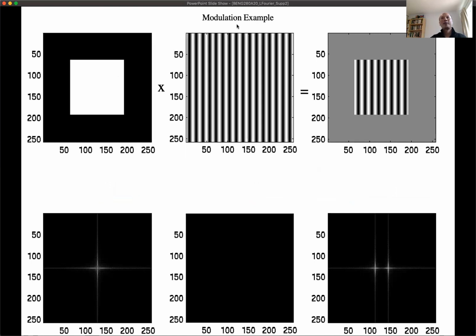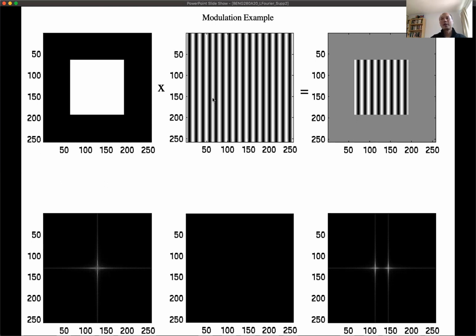And then finally, the imaging example of this is here. Let's say we have an object here, and its Fourier transform is a rect function. This is a rect function, and its Fourier transform is a sinc function. Now, if I multiply this by this stripy pattern here, then I'm just going to get this image here. It's just a square with stripes in it.